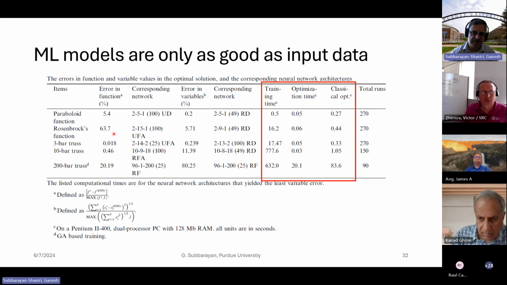Let's take the Rosenbrock function. Look at the error in the function. Error in function is 64%, huge. Look at the error in variables, pretty significant as well. And look at the training time, very large. Even with that, you get large errors. And the classical optimization can achieve that in 0.44. The message is ML models are only as good as the input data. You need infinite data to get high fidelity ML models.